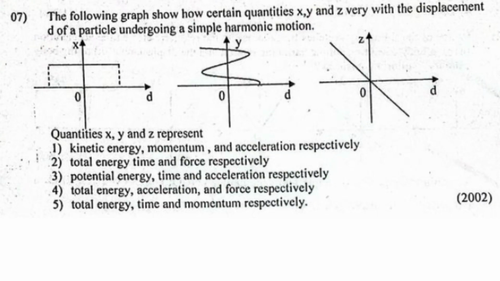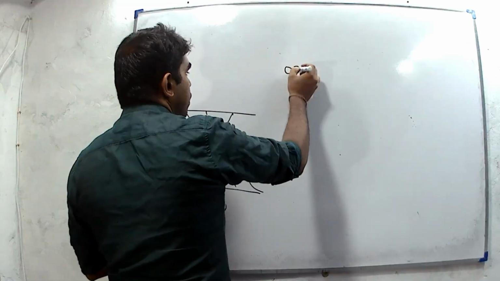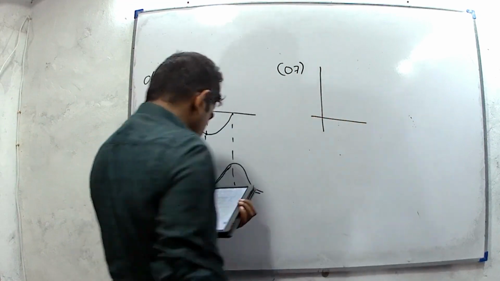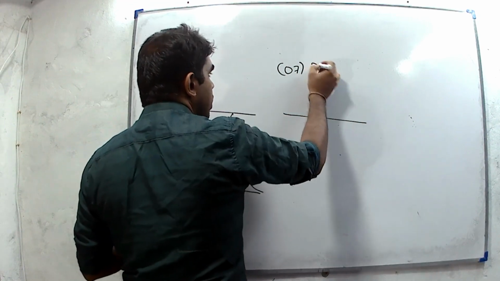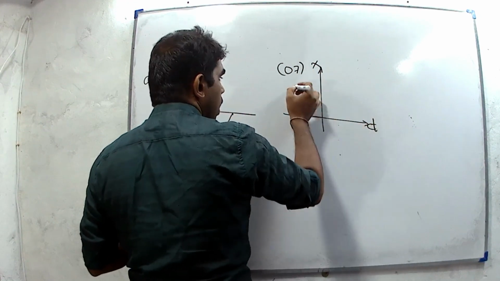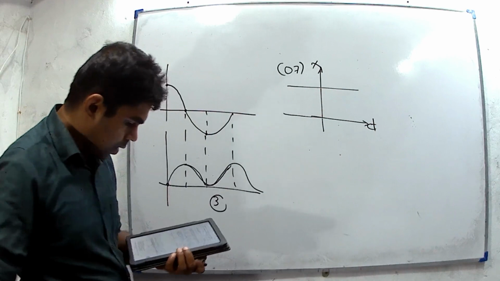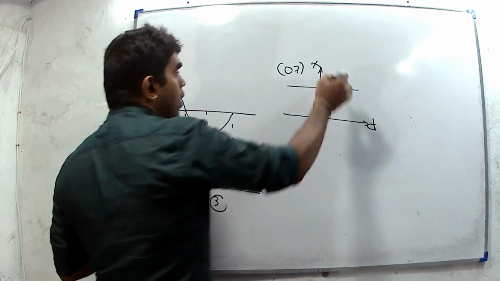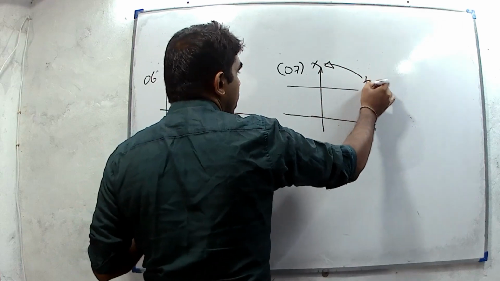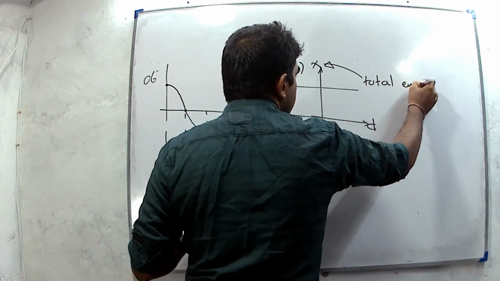Question number 7. The following graph shows how a certain quantity x, y and z vary with the displacement d of the particle under simple harmonic motion. Quantity x, y and z. In the first graph, they have given quantity x is constant with displacement. Therefore, we know that quantity x should be total energy. Total energy is constant.